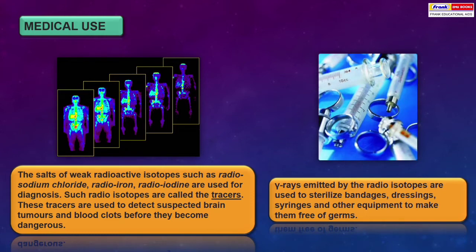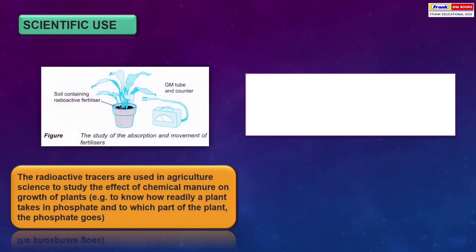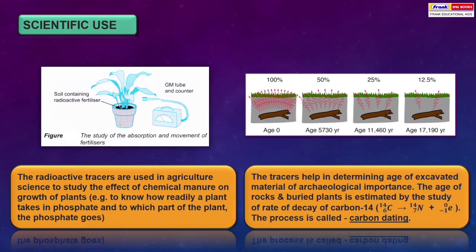Scientific use. The radioactive tracers are used in agricultural science to study the effect of chemical manure on the growth of plants. Example, to know how readily a plant takes in phosphate and to which part of the plant the phosphate goes. The tracers help in determining the age of excavated material of archaeological importance. The age of rocks and buried plants is estimated by the study of the rate of decay of carbon-14. This process is called carbon dating.